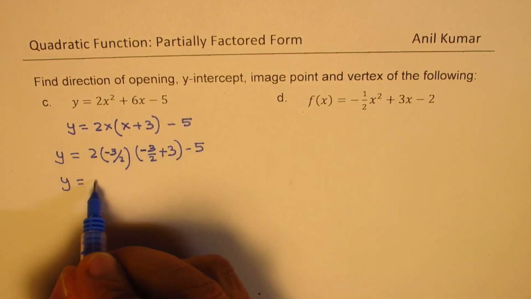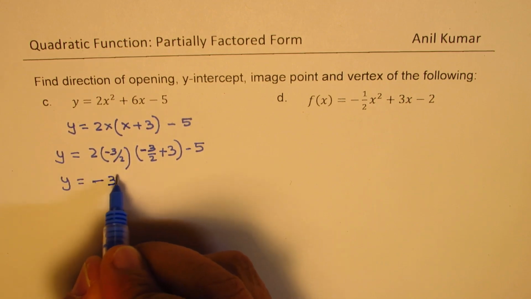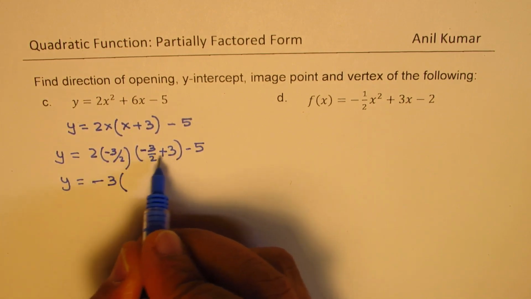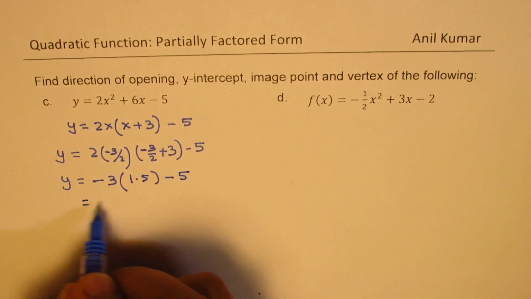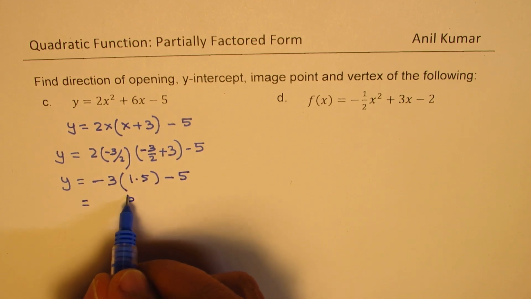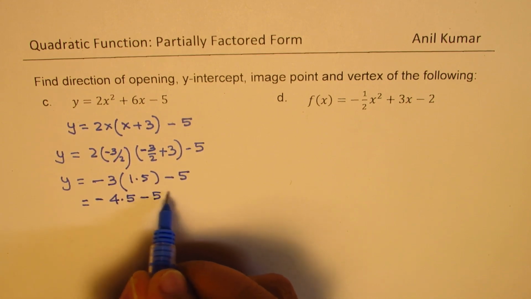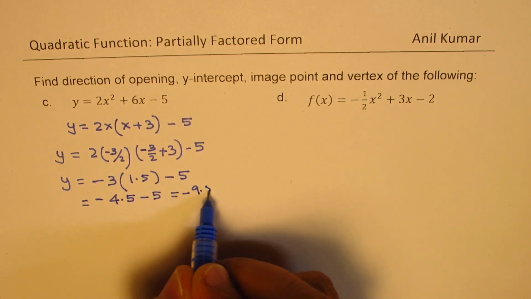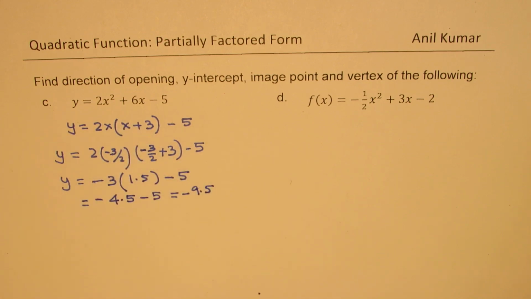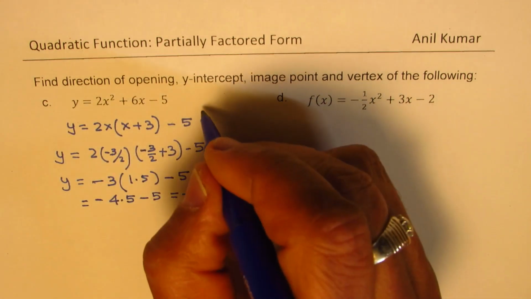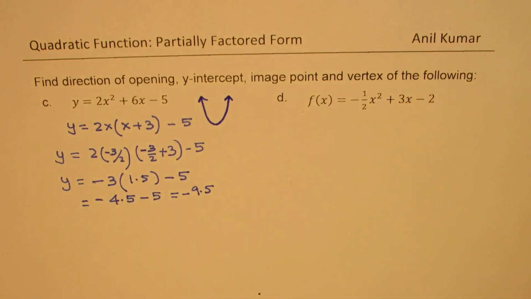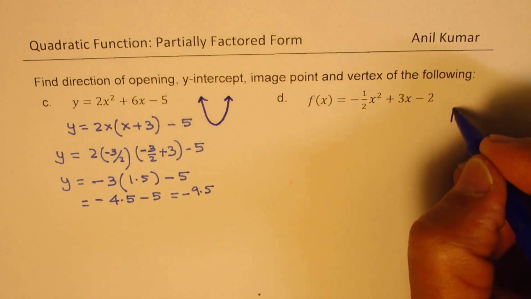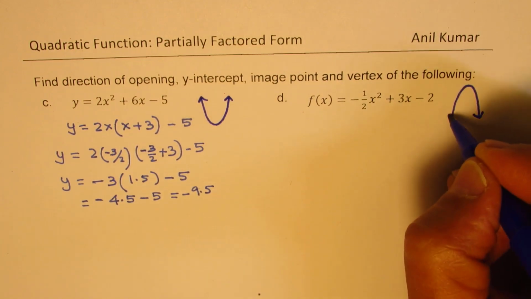So you could say this is minus 3 times this is 1.5, correct? Minus 5, and that is equal to 3 times 5 is 15, and then this is 4.5 negative, minus 5. So you basically get minus 9.5, which is your minimum in this case, since this particular parabola will open upwards. Leading coefficient positive. Here, this is negative, so this parabola will open downwards. Is that clear to you, right?